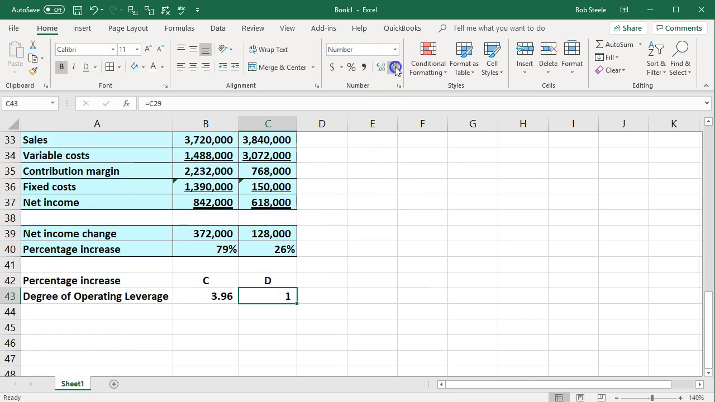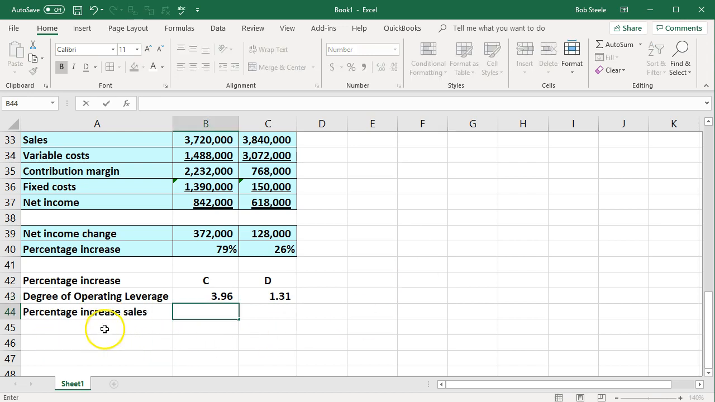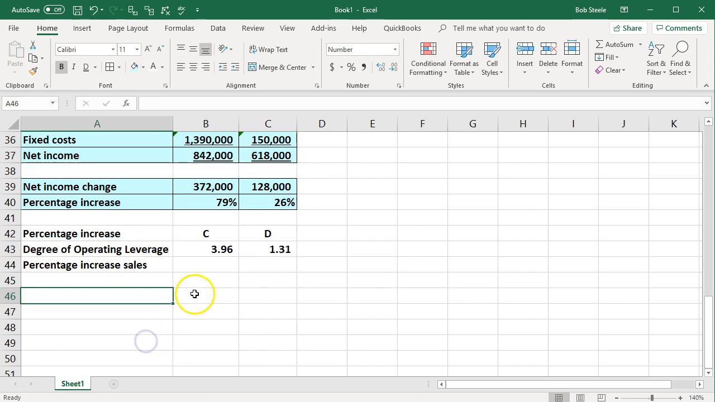Let's add some decimals there. So we'll add some decimals. And then we have the percent increase in sales. So the percent increase in sales was the 20%. We're saying there's a 20% increase. I'm actually going to hard code that. So 20% and 20%. Now I put a 0.2.